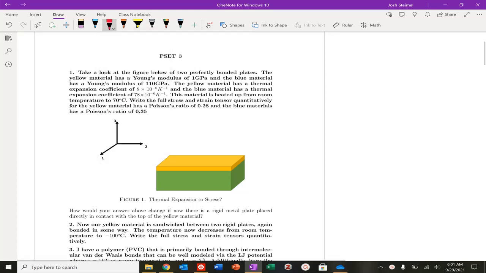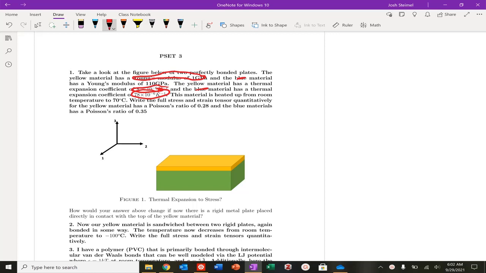So we're looking at the figure below: two materials, perfectly bonded plates. So I am perfectly bonded here and here and here, but allowed to expand freely in this 3 direction. My yellow material has a Young's modulus of 1 GPa. The blue material, which should be green, has this Young's modulus. The yellow material has a thermal coefficient of expansion of this, the green material has this. Heated up from room temperature to 70 C.